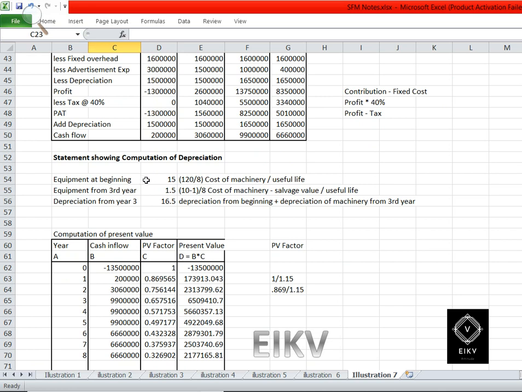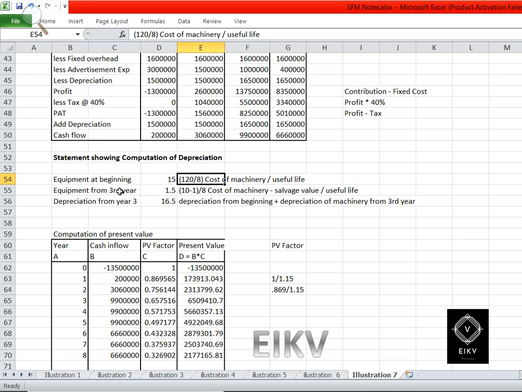Okay, depreciation for the equipment at the beginning of year is 50 lakhs, which means 120 lakhs is the amount which we purchase equipment at the beginning of the year, divided by 8, which is the cost of the machinery, 120 lakhs, divided by useful life of 8 years.